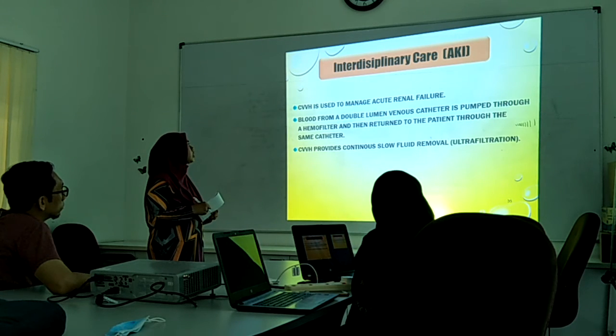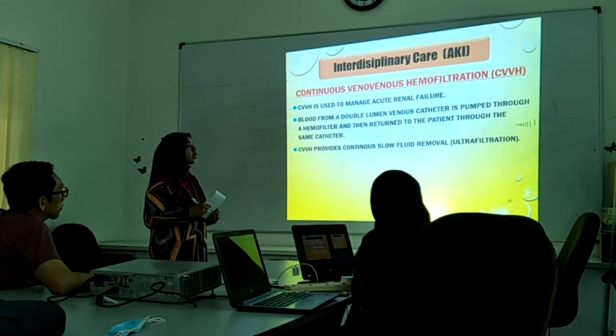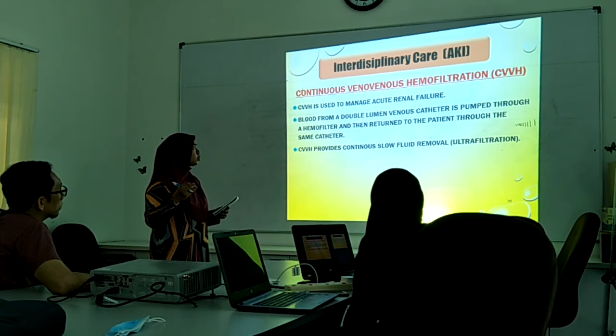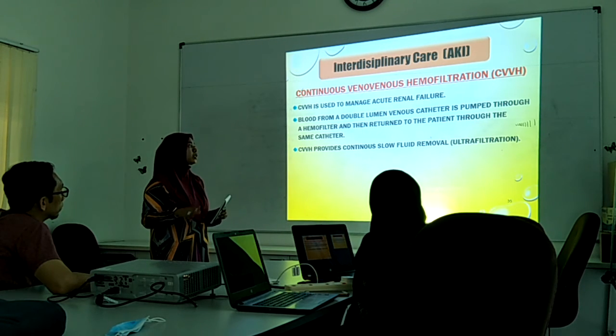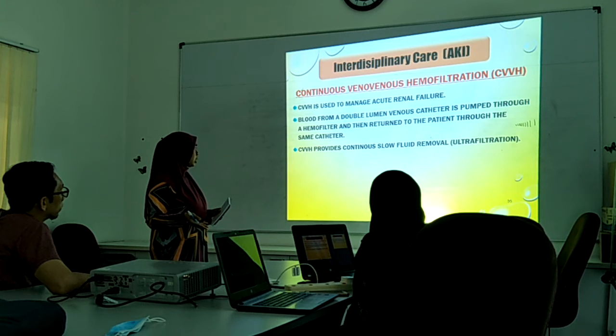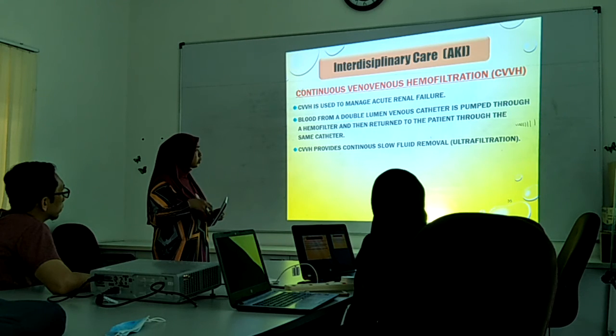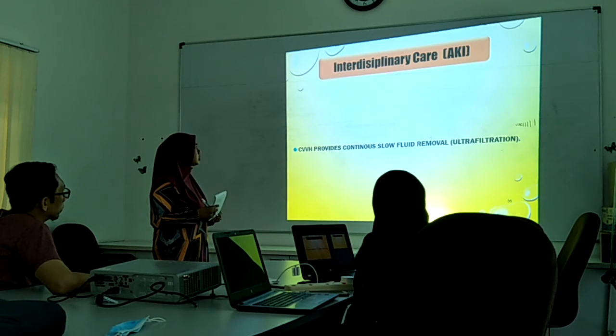Okay, continuous venous hemofiltration, CVVH, is used to manage acute renal failure. A double lumen catheter is inserted into the patient, blood goes through the hemofilter and is then returned to the patient through the same catheter. CVVH provides continuous slow fluid removal, or what we call ultrafiltration.